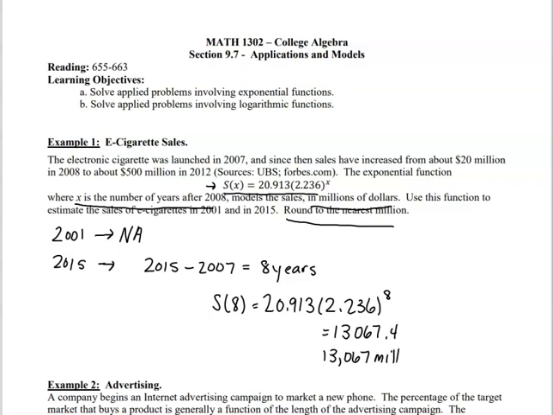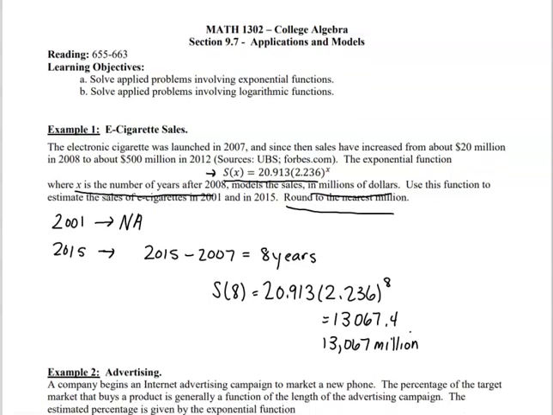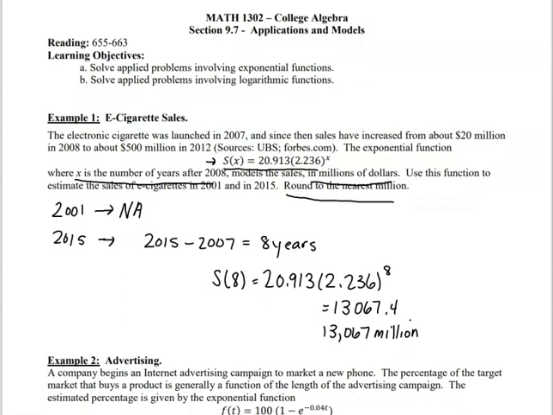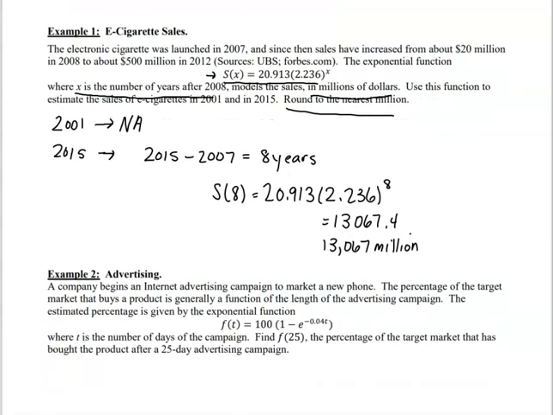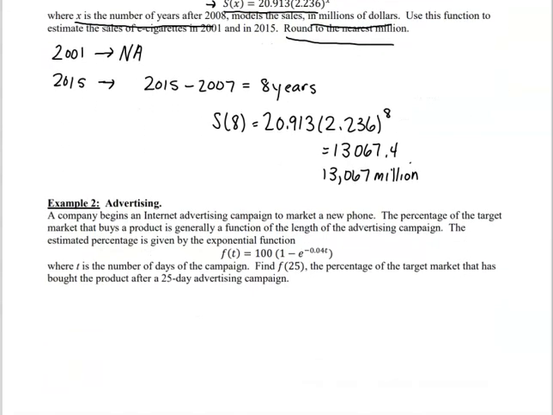Now they want us to round this to the nearest million, so we would say 13,067 million. Now, we talked a little bit in class about how this is not really a good estimate of probably what happened, just because that's so large of a number. And also there was a lot of negative media attention that happened with e-cigs, so you can't always just go on the numbers. You also have to look at the other outlying data. But in this problem, according to this model, that is correct.